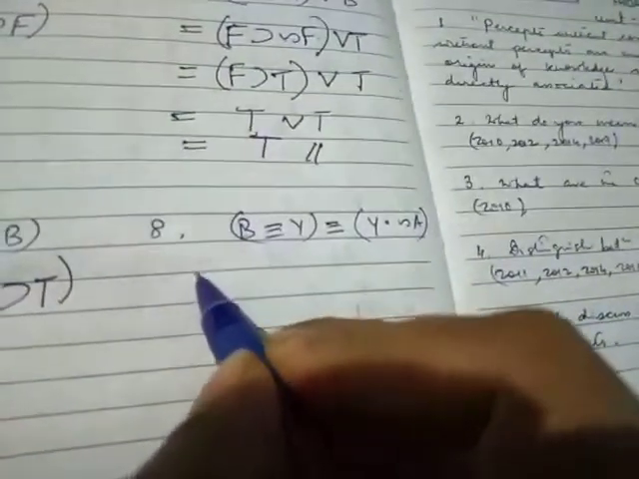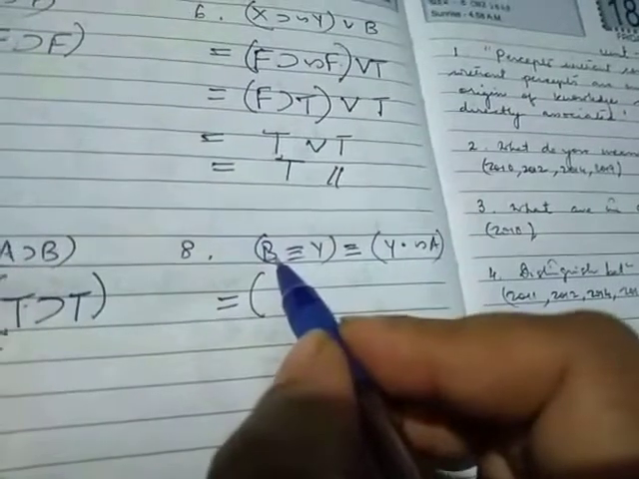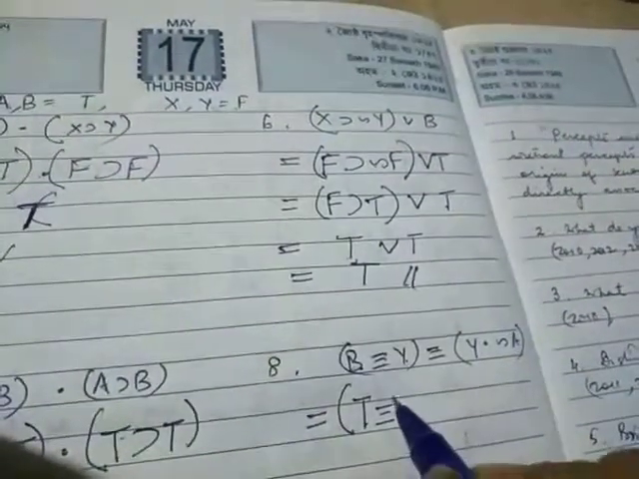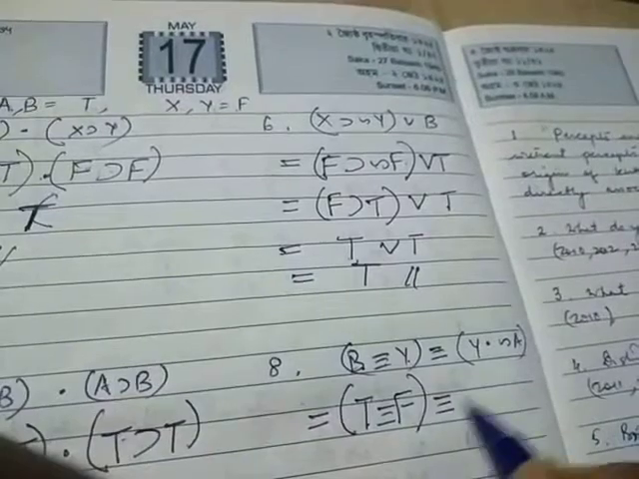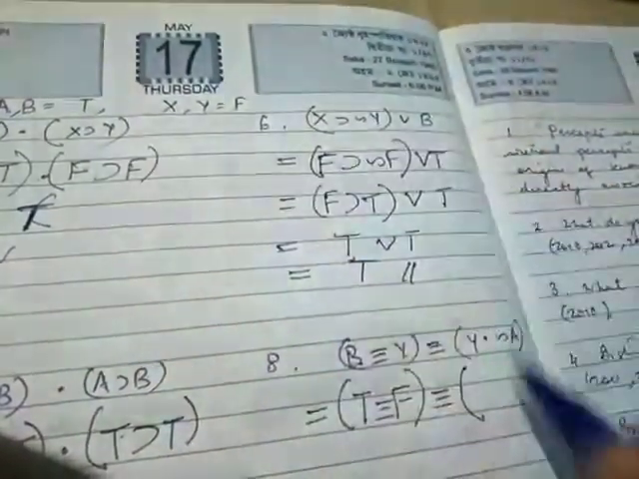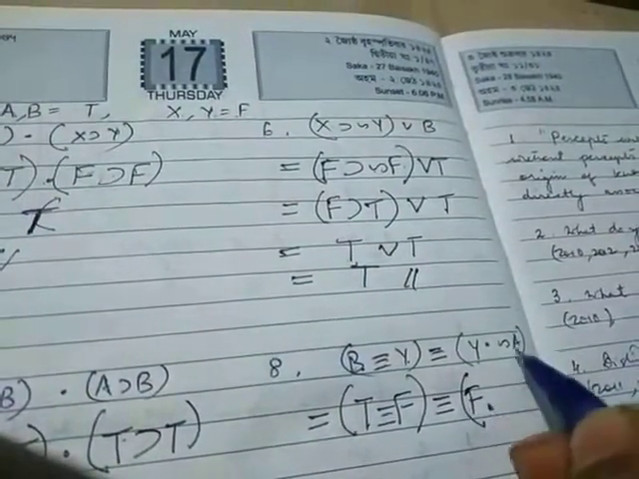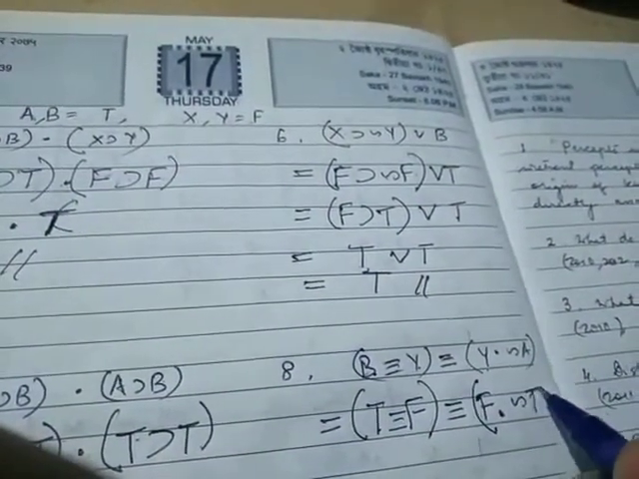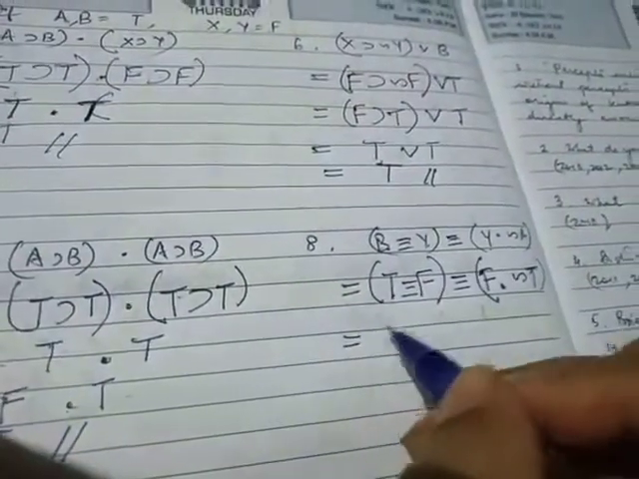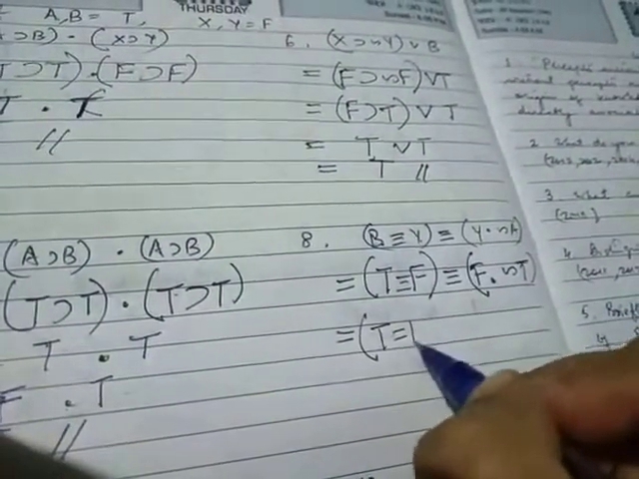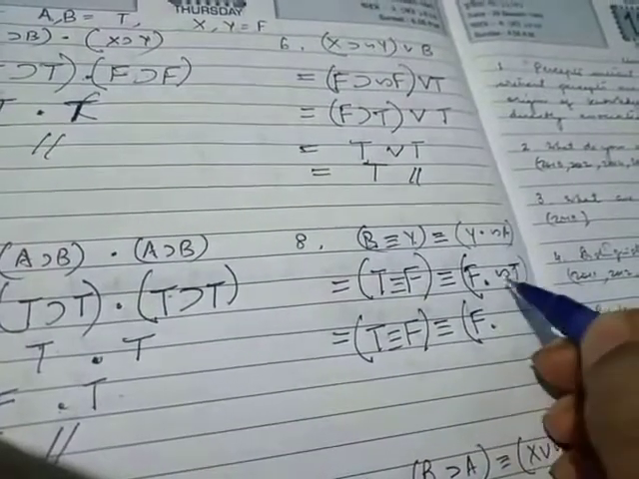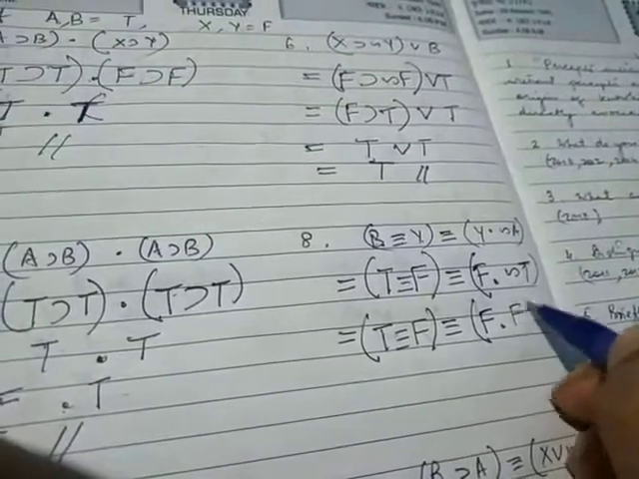You can see b triple bar y. Now b means true. Triple bar, y means false. Then again triple bar, then y. Y means false. And then dot, then curl, and then a. A means true. Okay. Now I will let this remain same because I have to do the function of curl first. Curl t, not true means false.